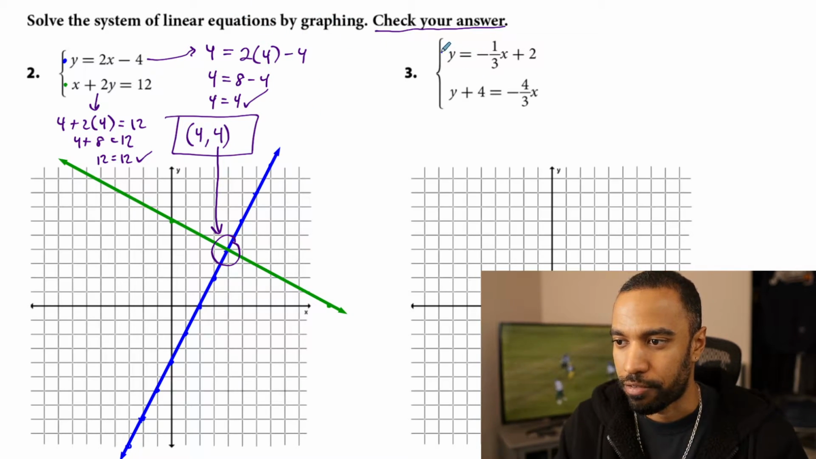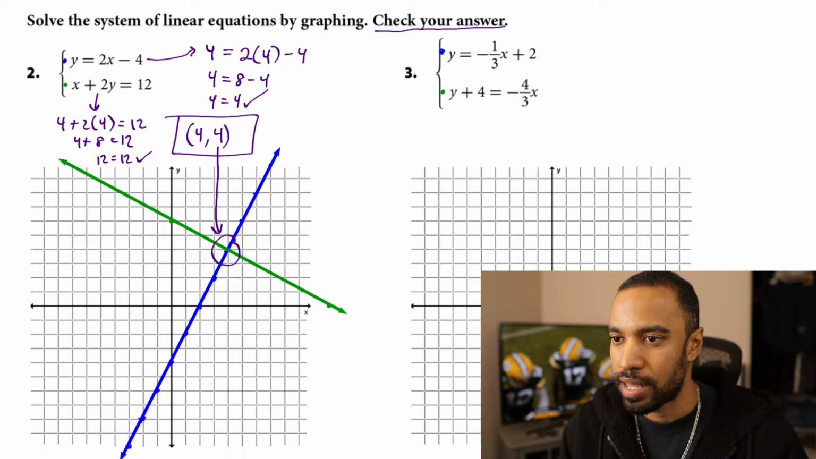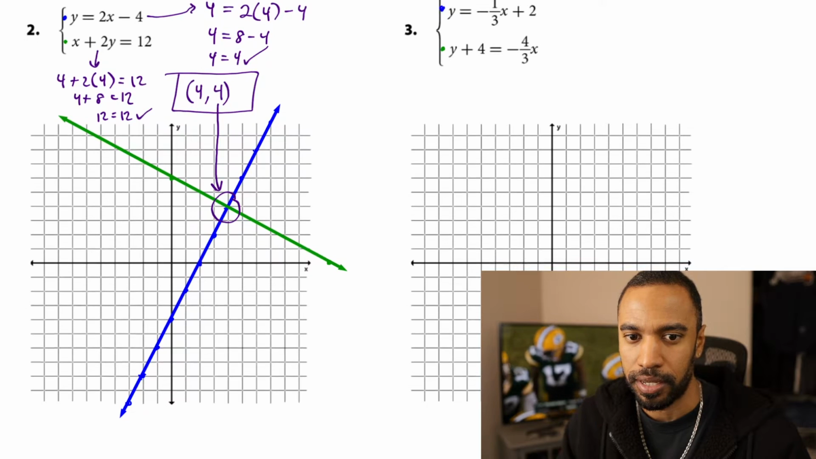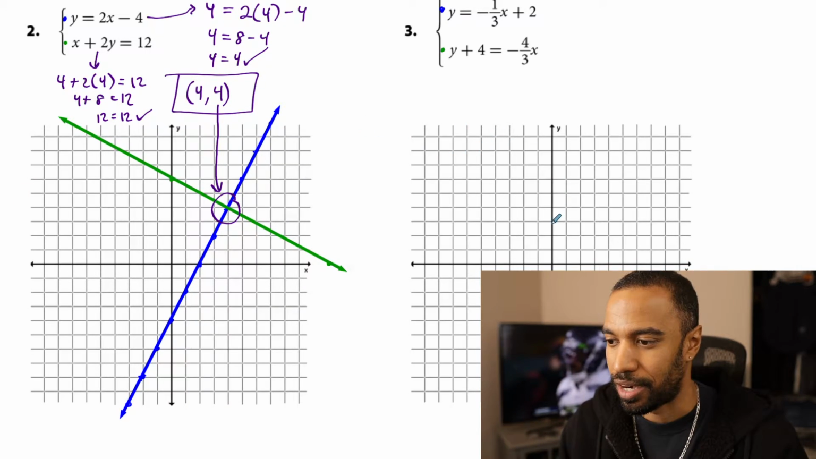I'm going to go ahead and I'll graph all these in blue and green if I remember to do that. Number 3, y equals negative 1/3 x plus 2. All right, that one's already in slope-intercept form, so let's go ahead and get started on that one. I got to scroll down a little bit, though, because my head gets in the way of this thing.